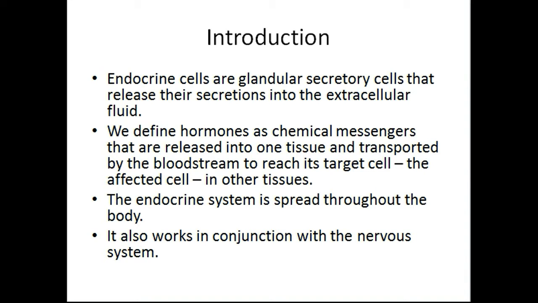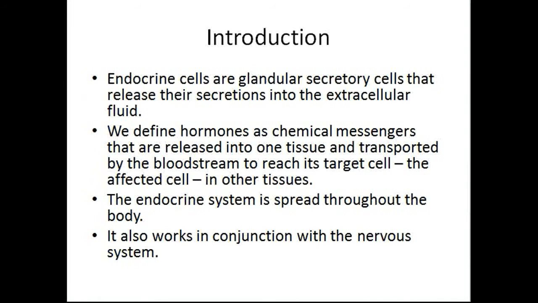Endocrine cells are glandular cells that release their secretions into extracellular fluid. We define hormones as chemical messengers that are released into one tissue and transported by the bloodstream to reach its target cell, which is the affected cell, and other tissues. And it works in conjunction with the nervous system.